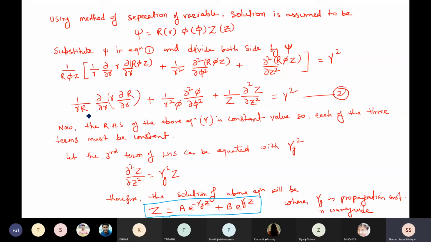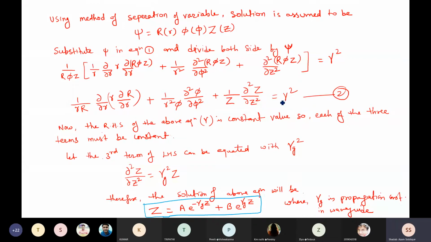So we'll get 1 upon R, del upon del r into del R by del r, plus 1 upon r squared phi, del square phi upon del phi square, plus 1 by Z, del square Z upon del z square, is equal to gamma square. So this we have taken as equation number 2.